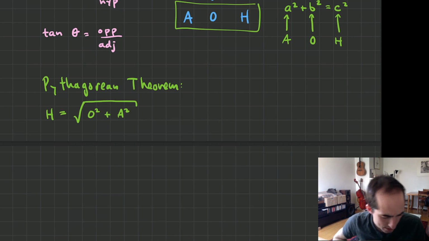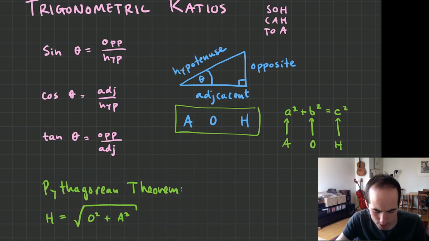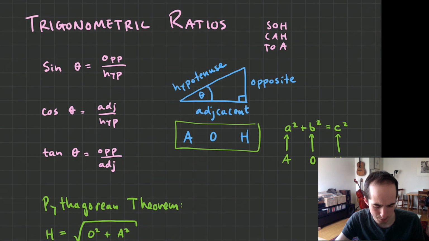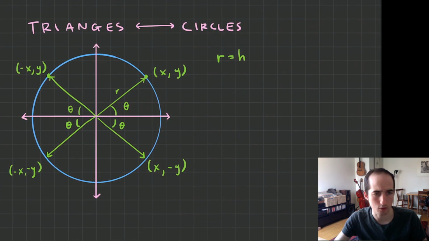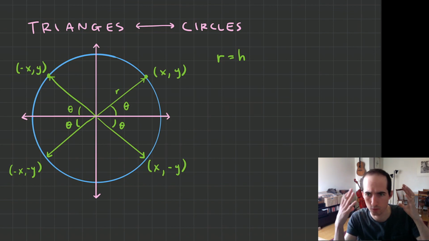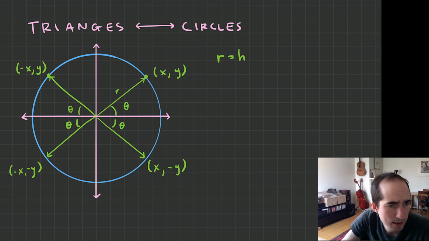So we've got the Pythagorean theorem, we've got sine, cos, and tan, and SOHCAHTOA. We've got opposite, adjacent, hypotenuse sides, and we've got a circle. Our next goal is to put all of these together into one nice little package, and this is effectively the essence of trigonometry.